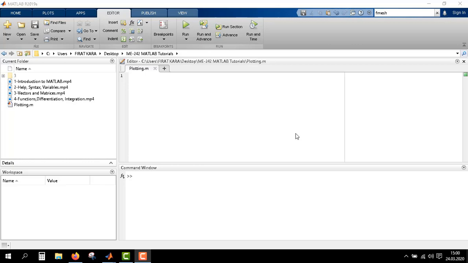Okay, to graph a function in MATLAB, you have two ways to do that. The first way is the numerical, and the second way is based on symbolic calculations. Let's start with the numerical one.